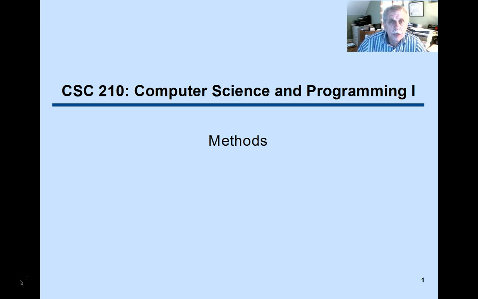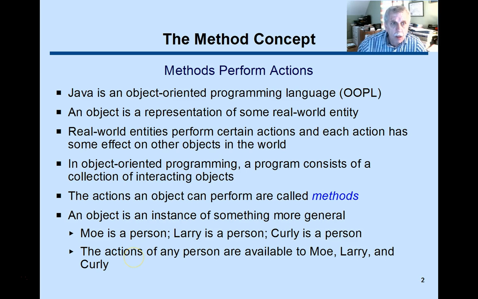Today we're going to discuss how to write methods in the Java programming language. Java is an object-oriented programming language, and as such, we define and use objects to represent concepts or entities that exist within the real world. And these entities have certain properties that are of interest to us.